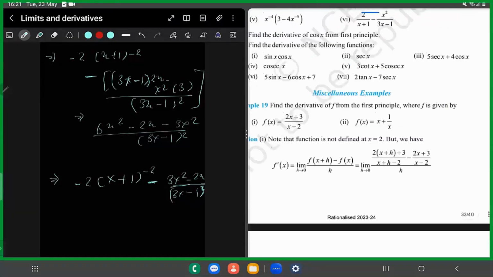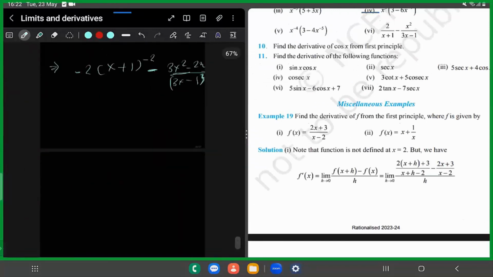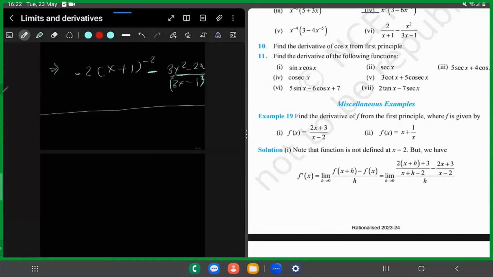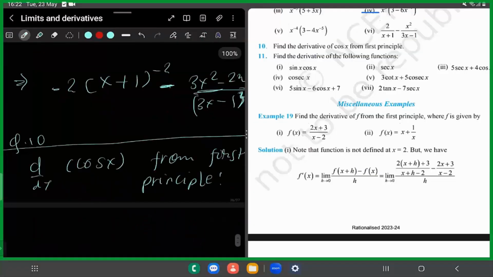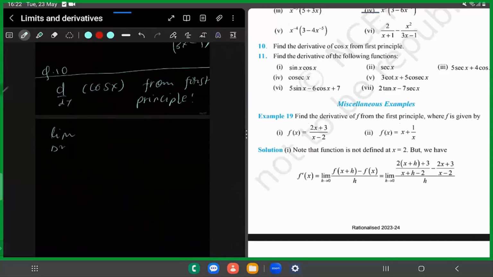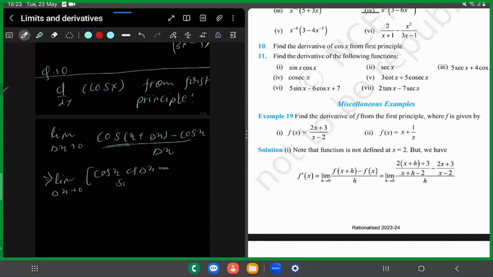The next question is about the first principle. You have to find dy/dx of cos x from first principle. If you apply the simple formula of first principle, that is the limit as delta x tends to 0 of cos of (x plus delta x) minus cos x, all over delta x. If you expand this with the trigonometric formula, cos(a plus b) is equal to cos x into cos delta x minus sin x into sin delta x.